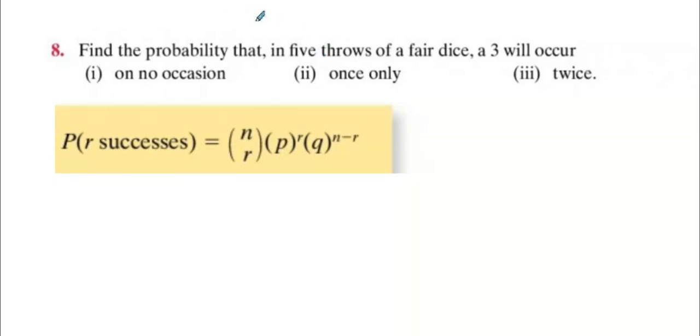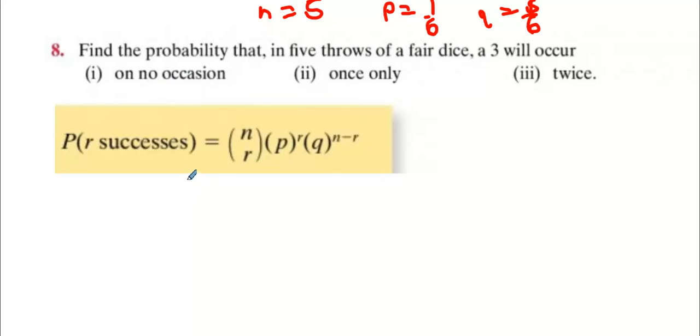We're doing 5 throws, n equals 5. Fair dice: probability of success is a half, probability of failure is also a half. Find a probability a three will occur. Oh, sorry, a dice, not a coin. So it's 6. A three will occur with probability 1 in 6, and the probability of failing is 5 in 6.